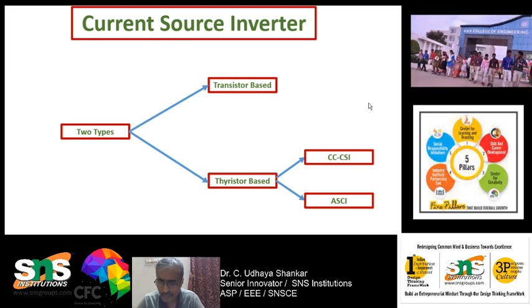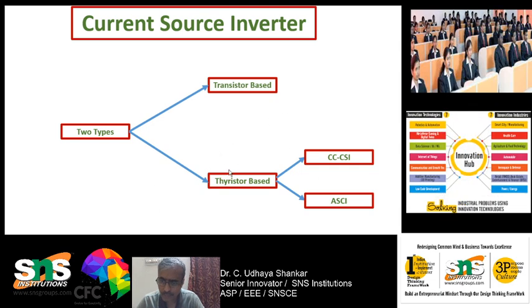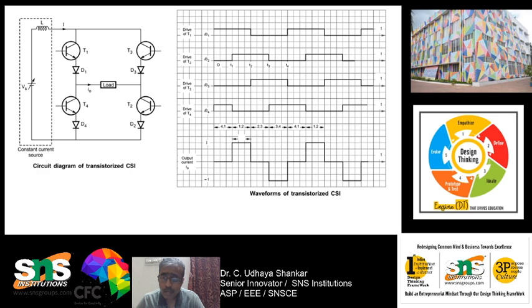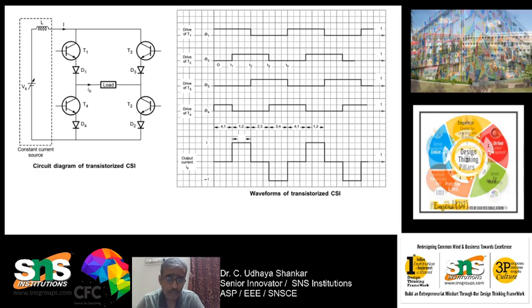So thyristor based inverters are classified into two types. There is no classification in case of transistor based. Transistor based are used for low power application, whereas thyristor based are used for high power application. ASCII is used for very high power application because it is very costly, as well as highly safe and highly protected. For medium ranges we can go for the other one. Okay, this is how it goes on, right? And this is how it looks like.